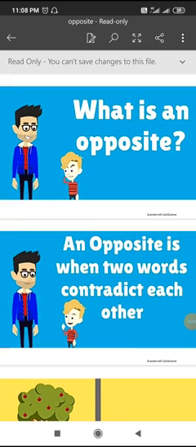What is an opposite? Opposites are word pairs that are related but totally different in meaning. Or, an opposite is when two words contradict each other. Or, we can say a person or thing that is totally different from or the reverse of someone or something else.